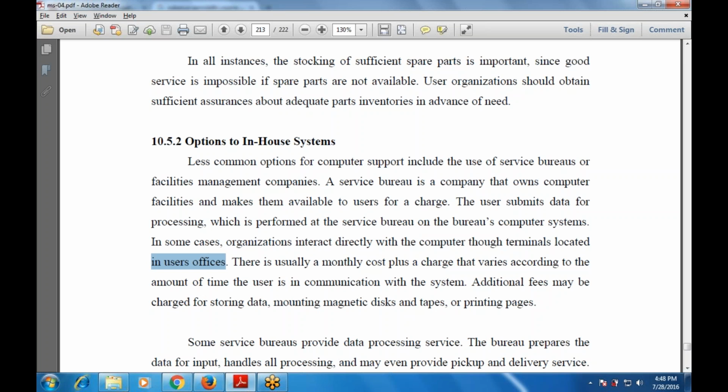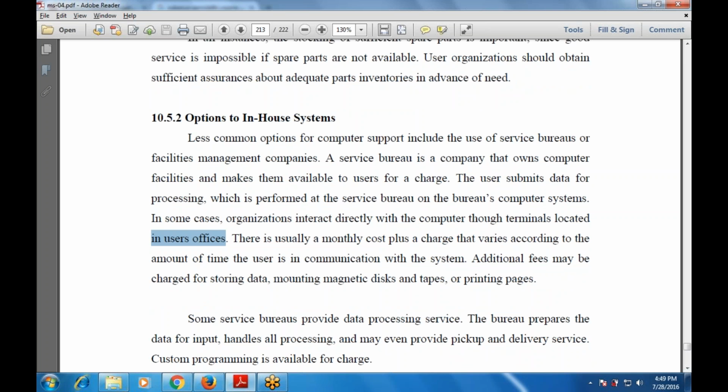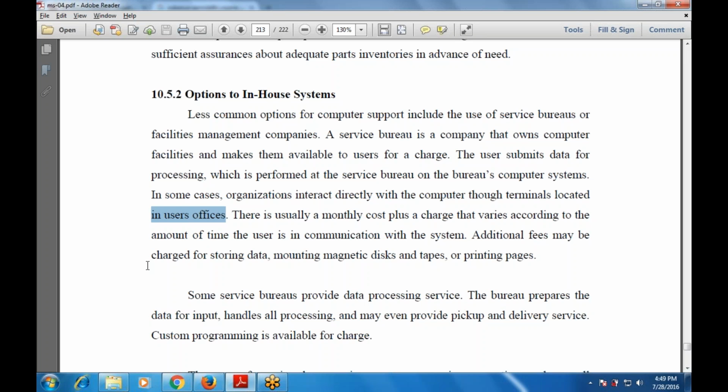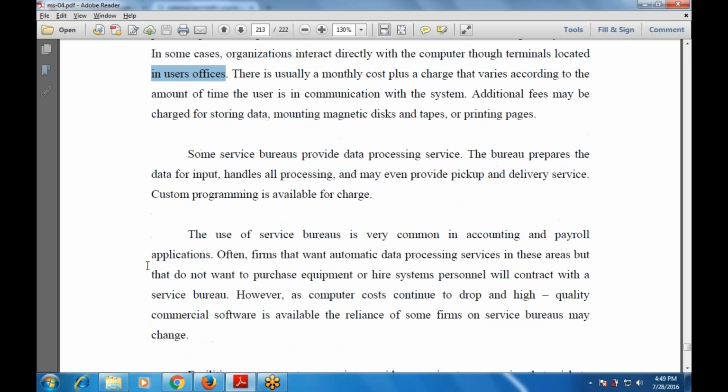Additional fees may be charged for storing the data, mounting magnetic disks and tapes, or printing pages. That is a charge that varies according to the amount of time the user needed. Some service bureaus also provide data processing software or services. The bureau prepares the data for input, handles all the processing, and may even provide pickup and delivery service. So one is the input, then processing, and then pickup and delivery service.